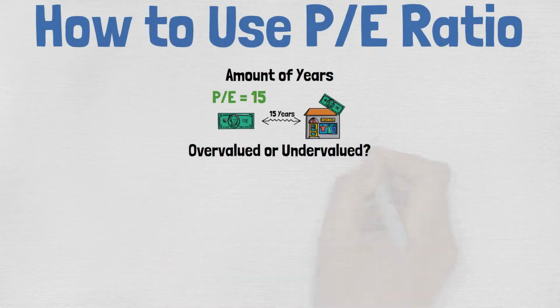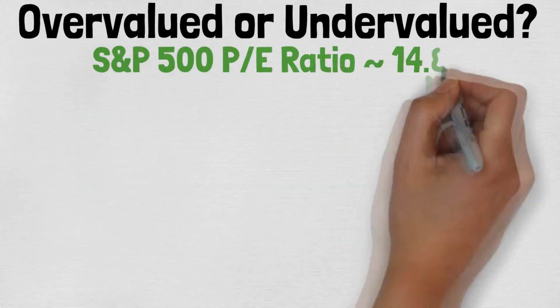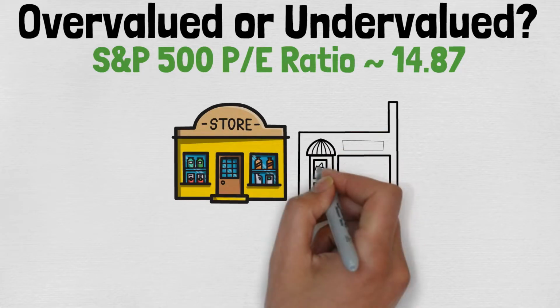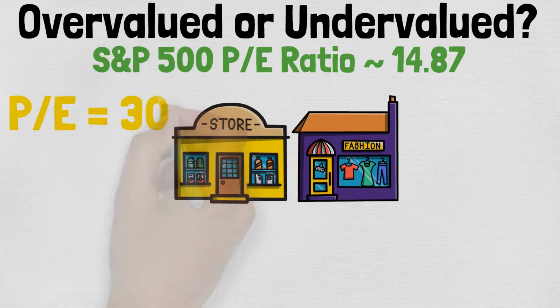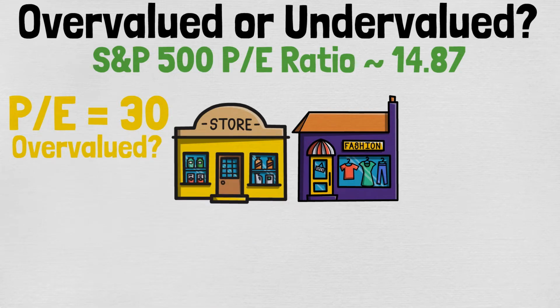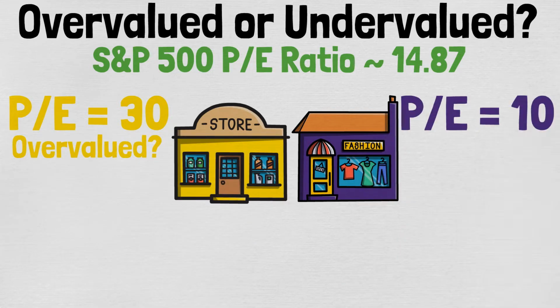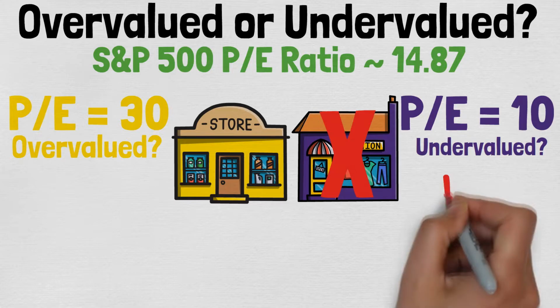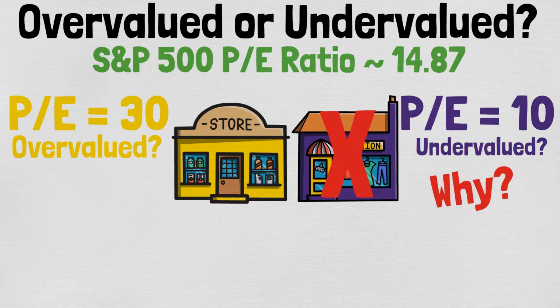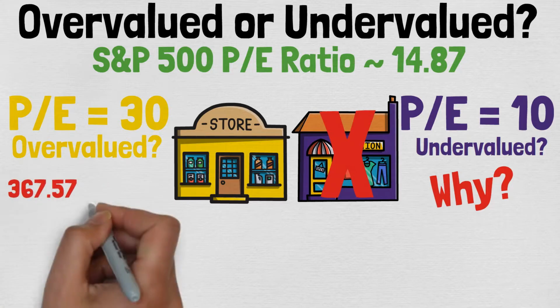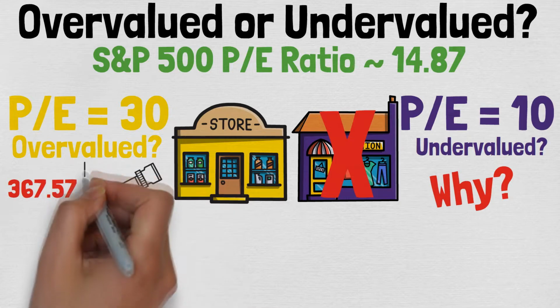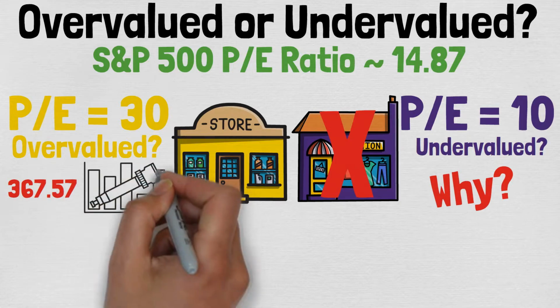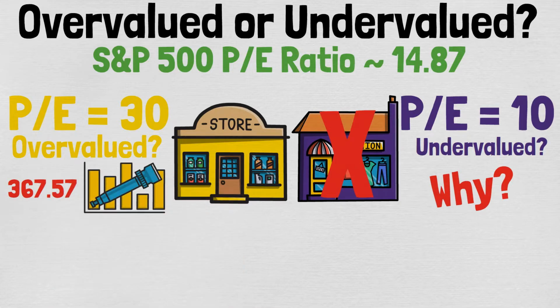The average PE ratio for the S&P 500 is 14.87. If the company has a PE ratio higher than that, let's say 30, it could mean that the company is overvalued. If the PE ratio is less than that, like 10, it could mean that the company is undervalued. This doesn't mean that you should buy all the companies that have lower PE ratios, but instead you should try to figure out why the PE ratio is lower or higher. For example, Tesla's PE ratio is very high, 367.57. This could be because investors believe that in the future Tesla's earnings will increase a lot.